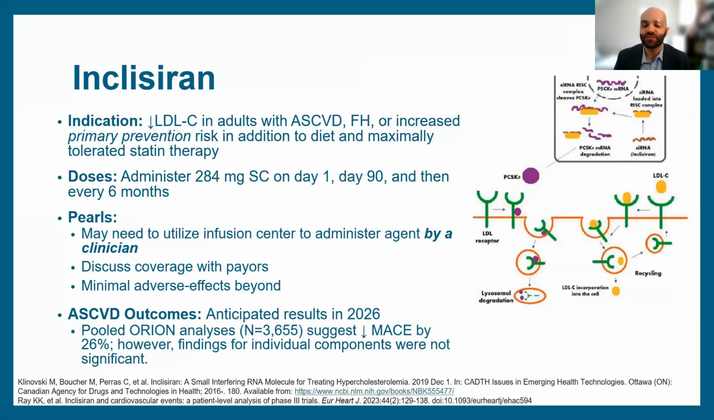As opposed to inclisiran, which is a new agent, which actually is a small RNA molecule that is now indicated to reduce LDL in patients with ASCVD, familial hypercholesterolemia, or increased primary prevention folks. I can't say cardiovascular disease yet because the data's not here yet. It should be coming next year. Why we like this? It's an injection at day 1, day 90, and then every 6 months. So really thinking about how this is going to change the landscape of some of our adherence barriers, which we know has always been an issue with many of these therapies.